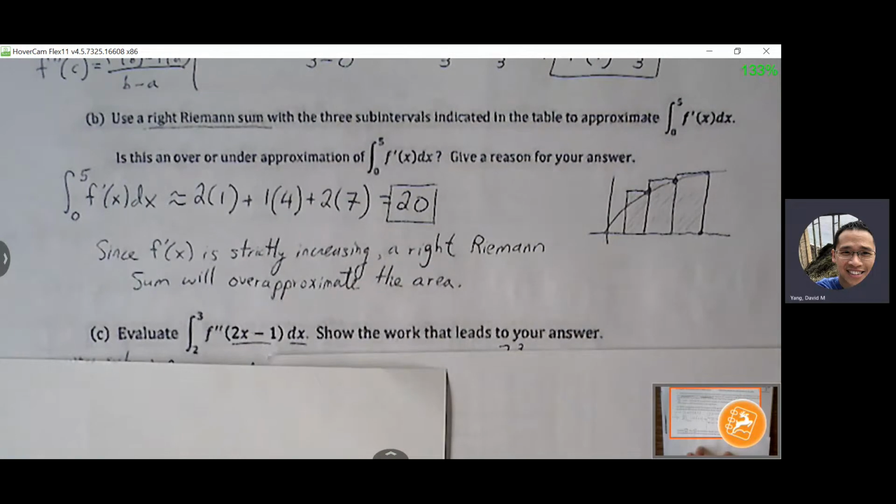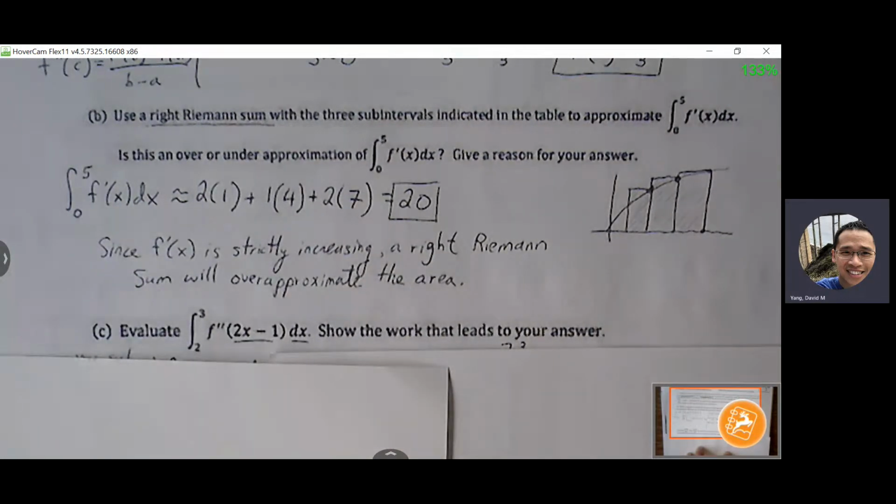F prime is strictly increasing. A Riemann sum will end up over approximating the area.